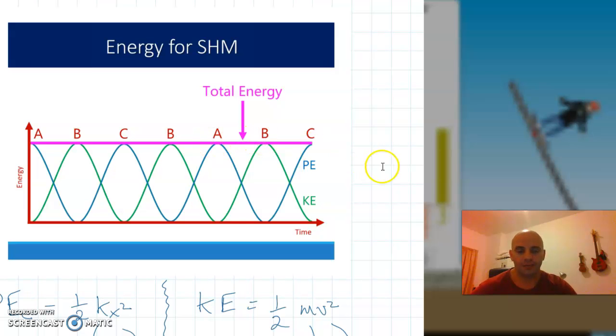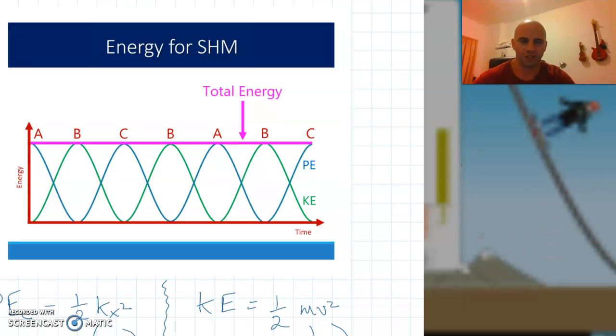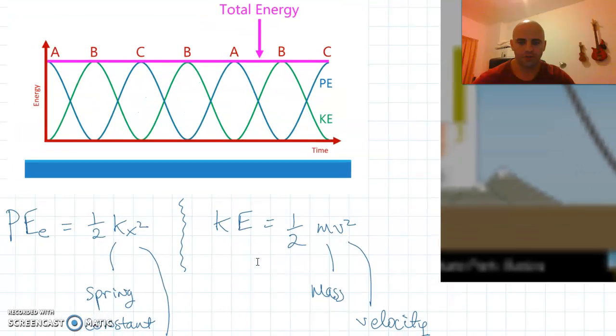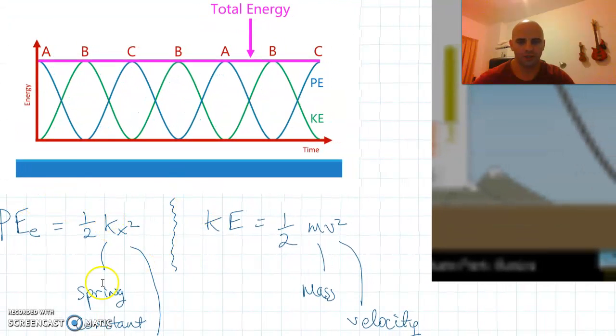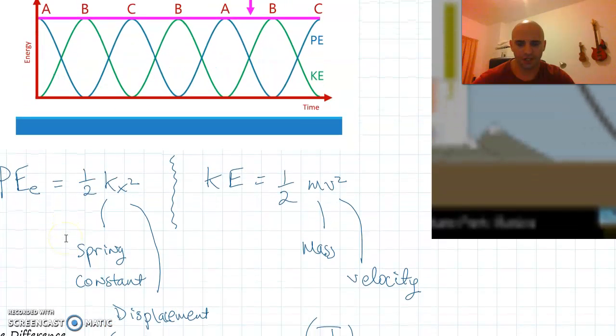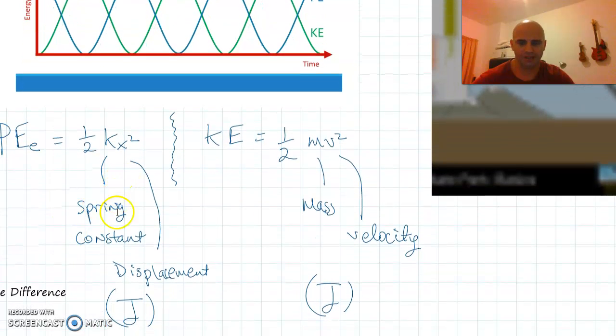Okay, so this is the last bit from this page, I promise. It's just the energy for simple harmonic motion. We kind of looked at this earlier when we looked at potential and elastic energy. So two equations: the potential elastic energy is half kx squared, where k is the spring constant and x is the displacement.